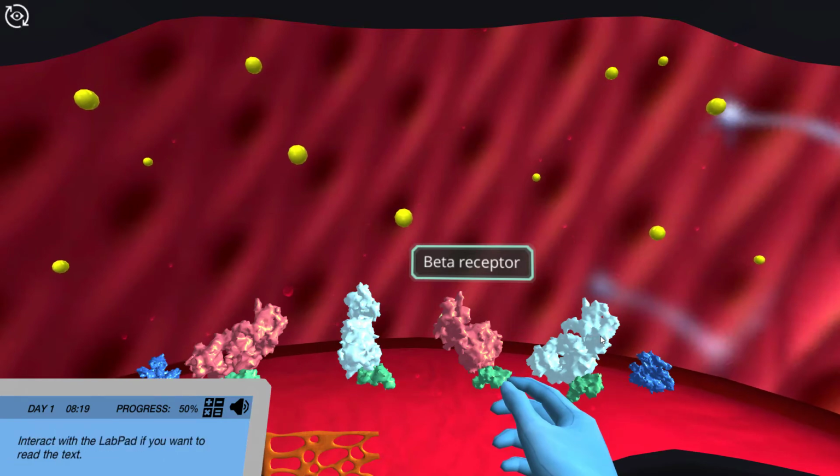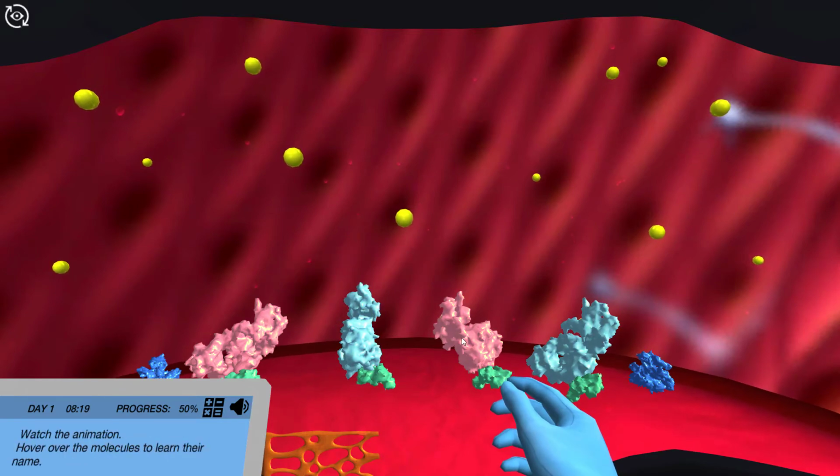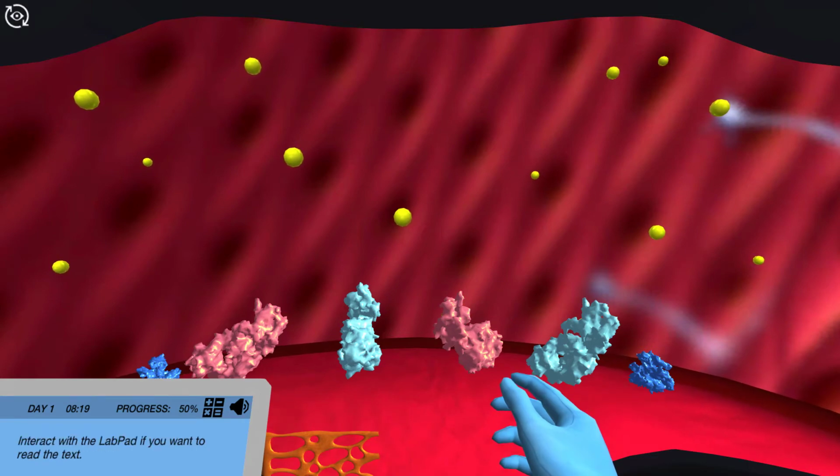Click on the alpha or beta receptor. This leads to the cell membrane hyperpolarization due to the release of potassium ions outside the cell, and subsequently to a decrease in contraction. Now let's go back to the lab to continue with the experiments.